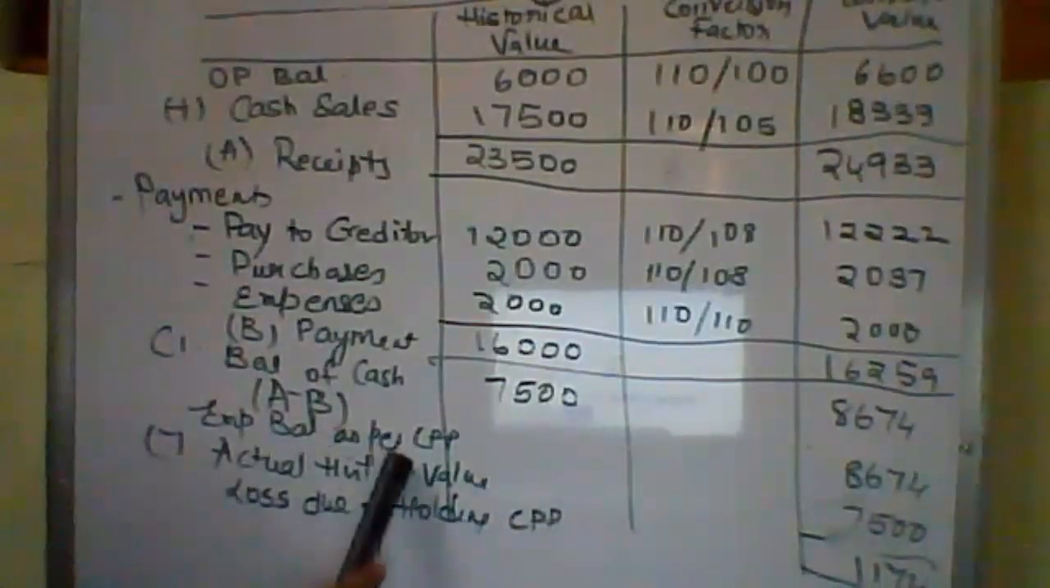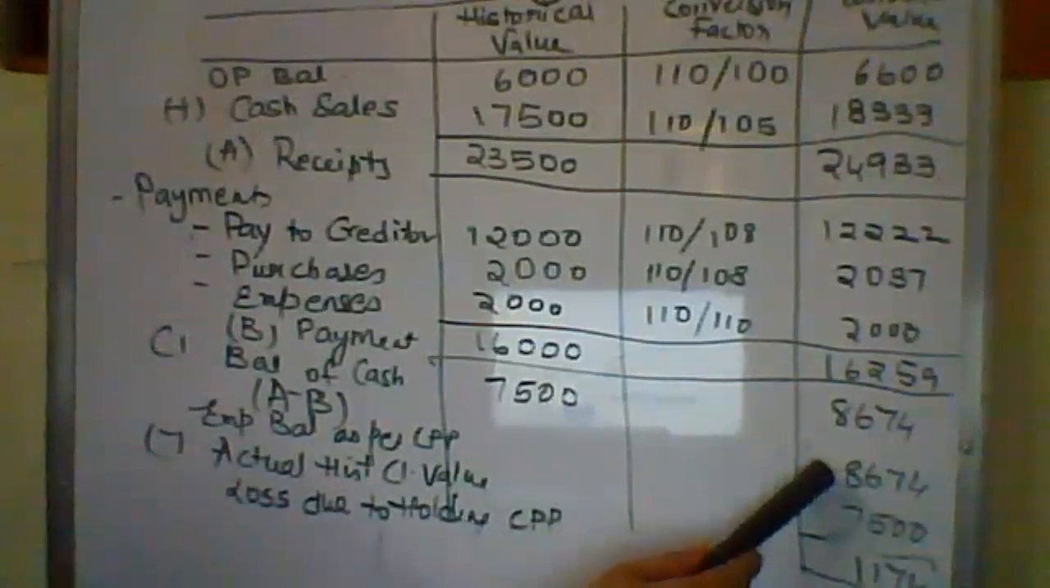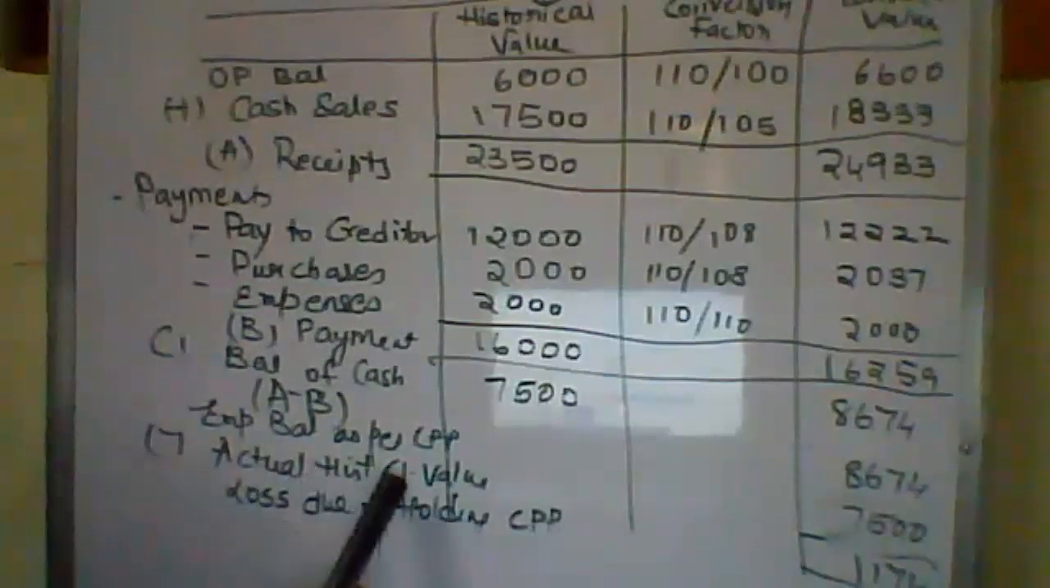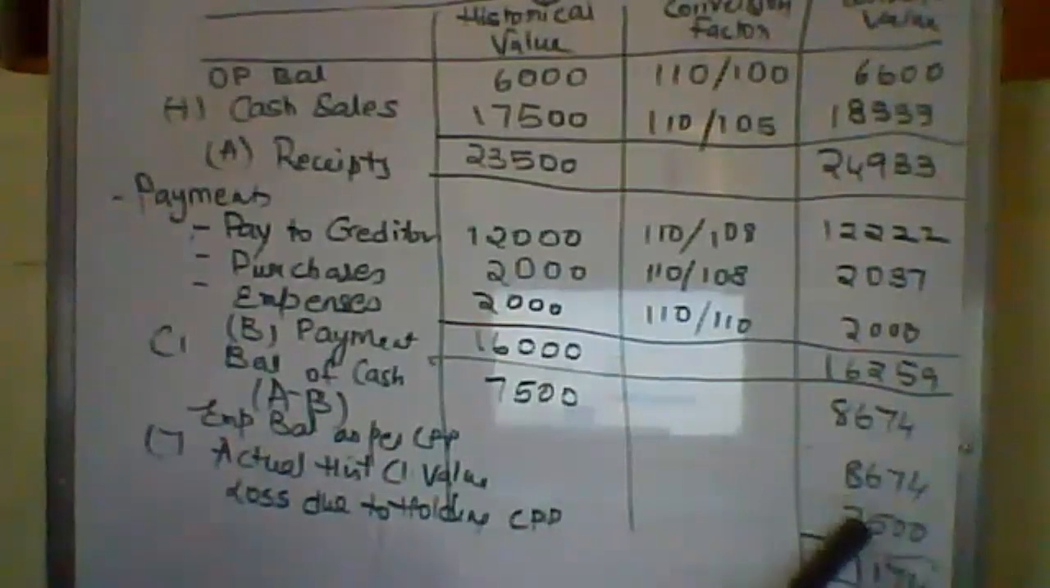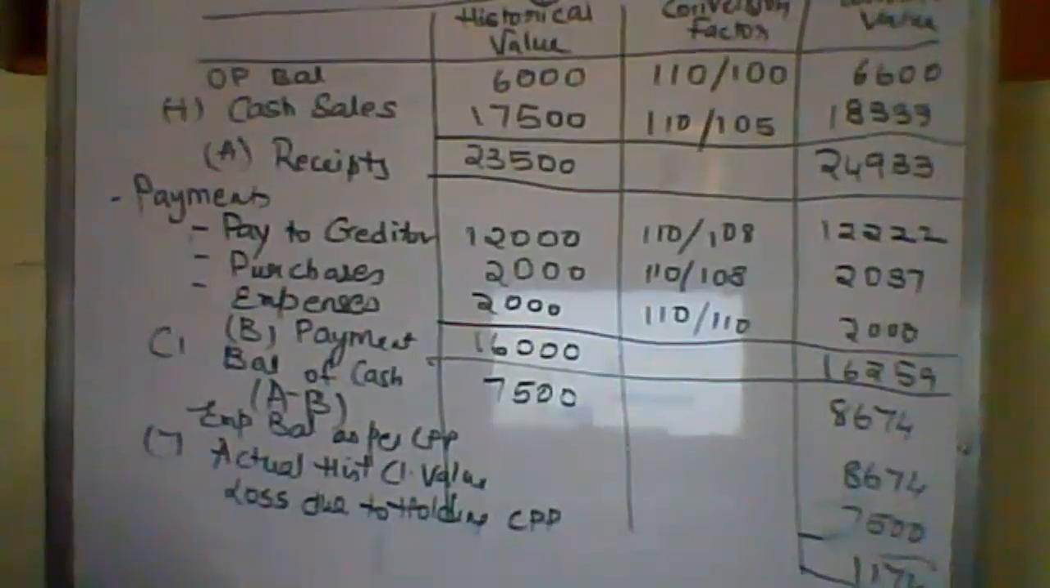Find out how much is it actually there and how much it should have been there due to inflation. So expected balance of cash as per CPP is 8,674, but the actual historical closing value you have is only 7,500. It means you are getting a loss due to holding, according to the CPP method, of 1,174.